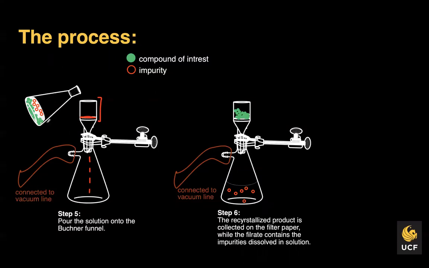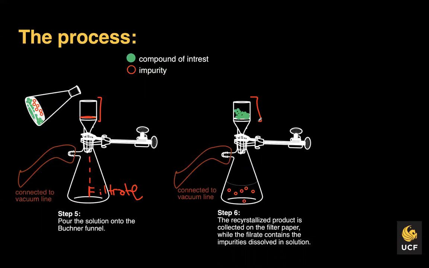Because remember, the compound of interest is soluble when the recrystallization solvent is hot. So what you want to do is wash it with a minimum amount of cold solvent, right? And then what drips down here is what we call our filtrate, and that would have our impurities. Our impurities would be soluble in the filtrate, whereas our compound of interest has recrystallized, and we would collect it right within the Buchner funnel.